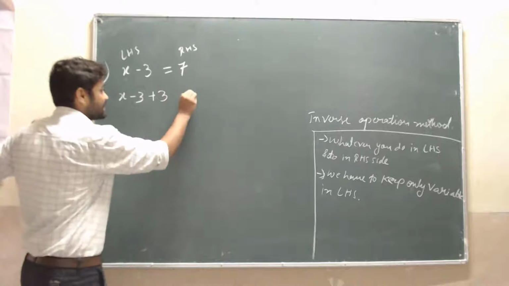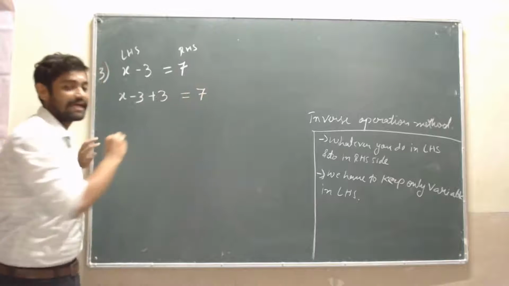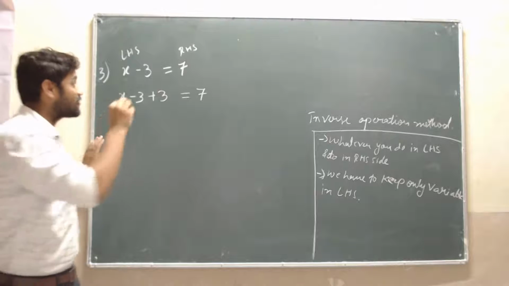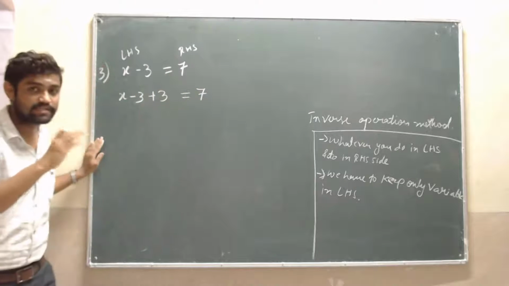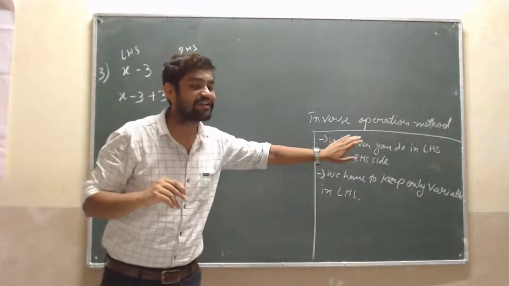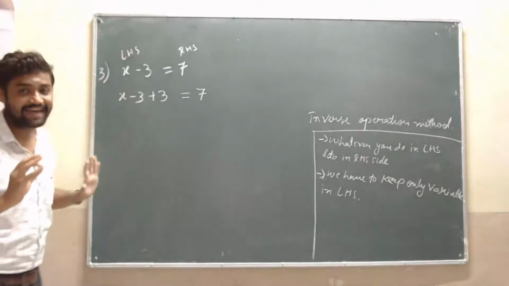Isn't it? Then RHS side we have 7. RHS side we have 7. Then what we have to do with RHS side? Sir, see here, first important point, that is whatever you do in the LHS side, do it in the RHS side.